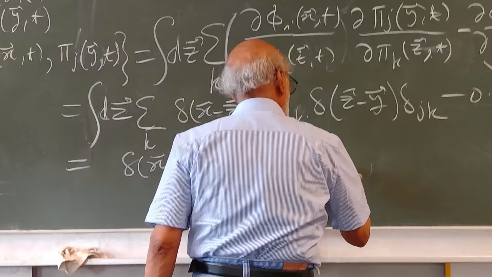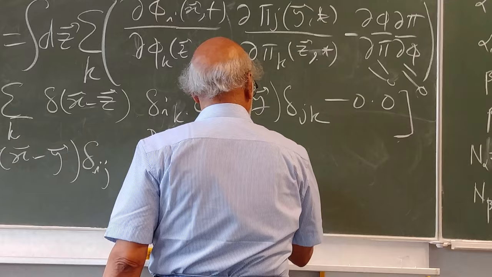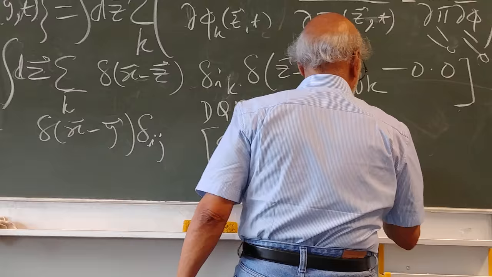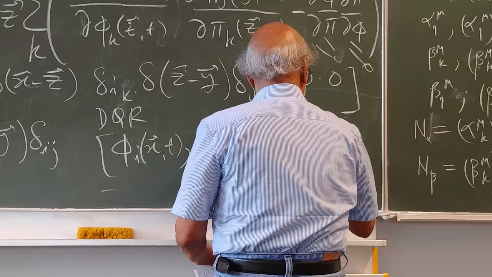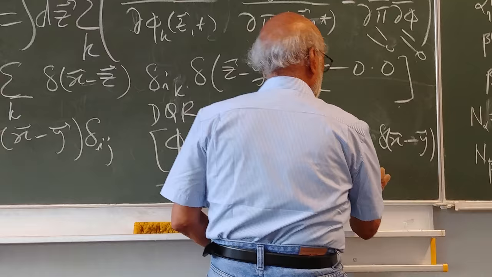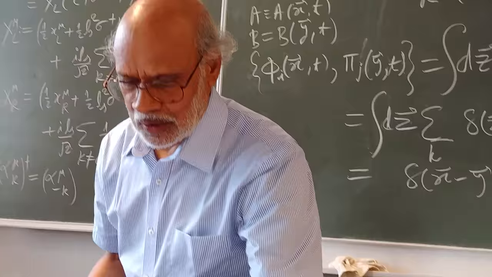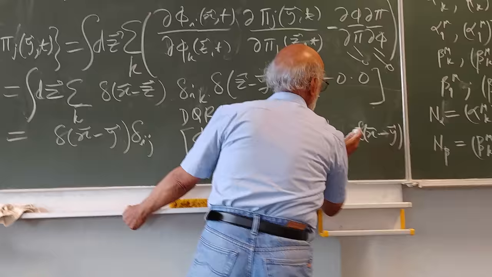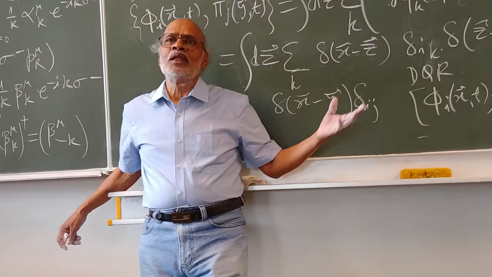And this then I would use the quantization rule, and then I would be able to write the commutator of phi i of x, t and pi j of y, t equals i h-bar delta ij delta of x minus y. Okay? And that is what you have, right? So you would obtain this kind of commutation relations in field theory. Okay, so you can obtain all the Poisson brackets involving all the field variables of a theory.